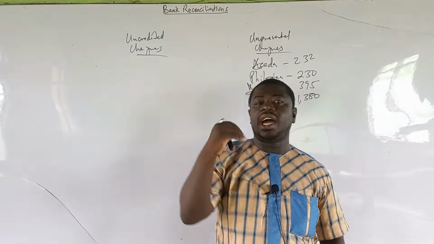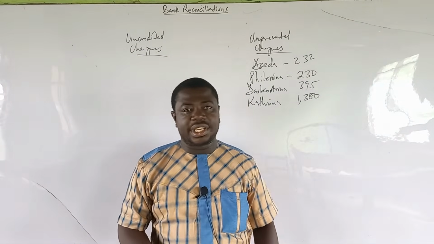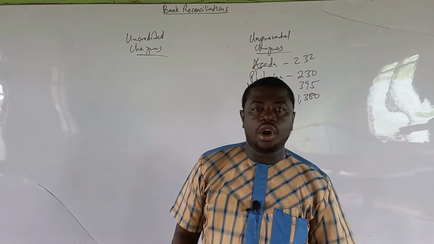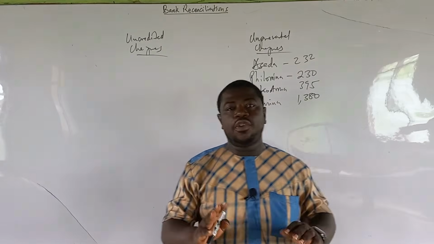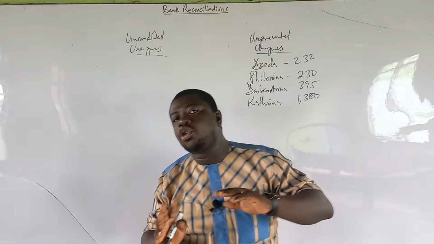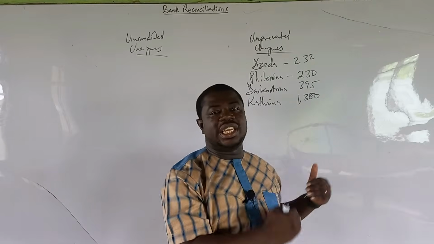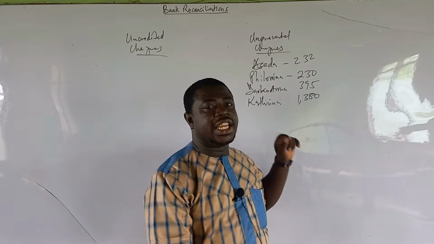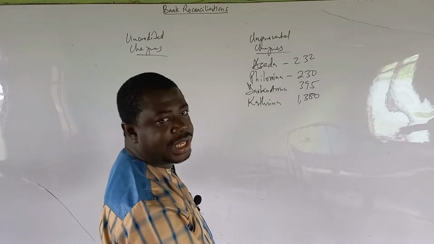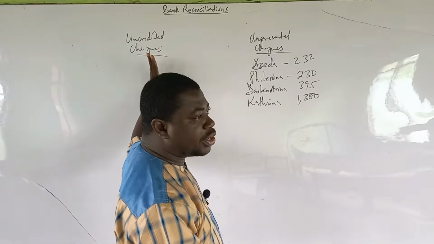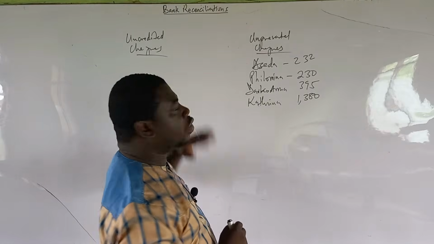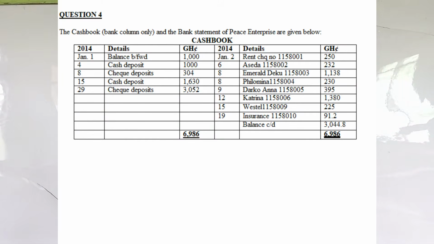So we are now going to look for the uncredited checks. To look for the uncredited checks, you focus on the debit of the cash book and compare with the credit of the bank statement. We are still on the cash book, but we are going to focus on the debit side of the cash book and use it to compare with the credit side of the bank statement. Because whatever is in the debit of the cash book must appear on the credit of the bank statement. And if it's on the debit of the cash book and it didn't appear on the credit of the bank statement, we call it uncredited checks. So you're going to look for uncredited checks. Let us quickly look at the first one. It's a balance brought forward.